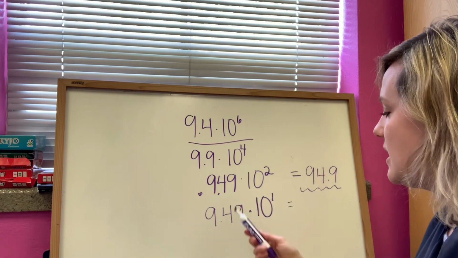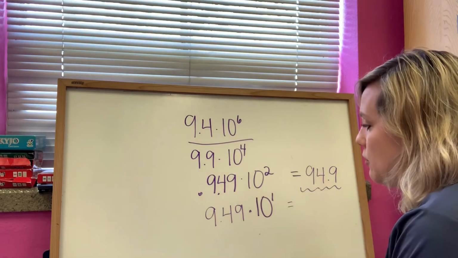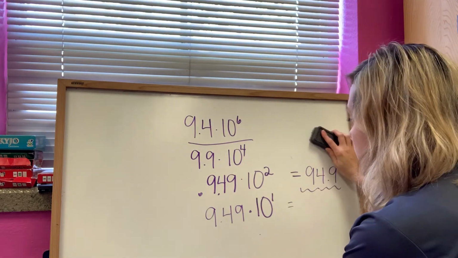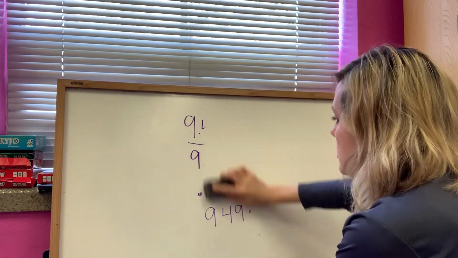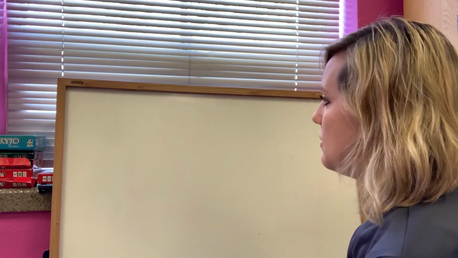So it's kind of the same way as the product rule. You gotta make sure that first number's in between 1 and 9.9, and then you have to account for it with your tens. So let's do one more like that, and then I'm gonna have you practice it on your own. So I'm gonna give you one just like that.